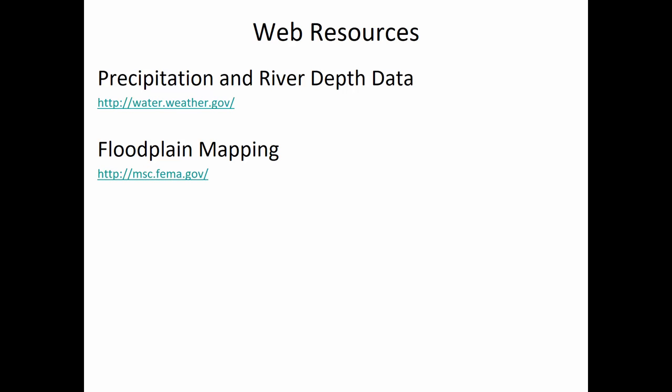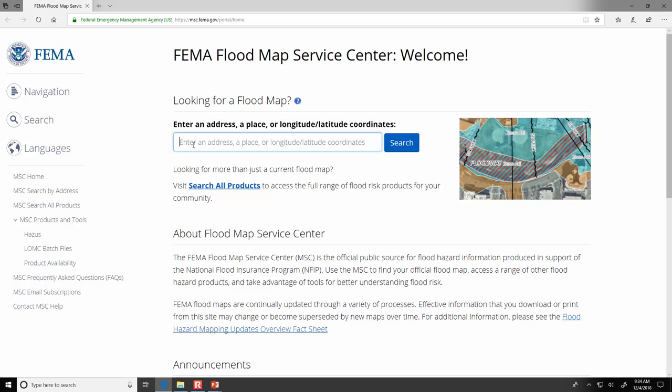Last time where we left off was we had taken a look at some of the river flow and precipitation data that's available on water.weather.gov, but let's take a look at the map service center that FEMA makes available for floodplain mapping. It allows you to generate some PDFs that are pretty interesting, where you put in an address and then it'll generate an assessment of the risk of flooding at that address.